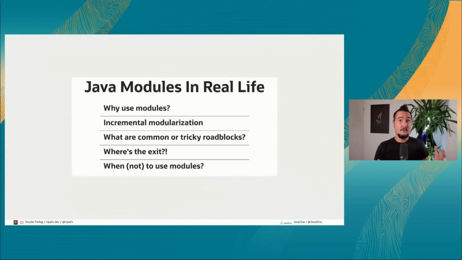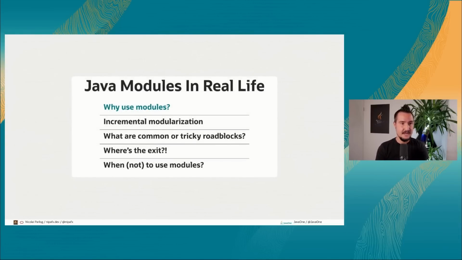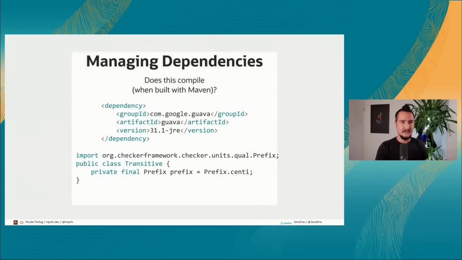So we're going to talk about why to use modules in the first place, and then we're going to look a little bit into incremental modularization, the process of not turning all your jars into modules, but just some of them. And then we'll discuss briefly some tricky roadblocks that you might, hopefully not, but that you might face. And then at the end, we're going to look at how to get out of it if it's really necessary, which I hope it won't be. And then we close out with when to use modules and when not to use modules so you can make an informed decision. So let's start with why to use modules in the first place.